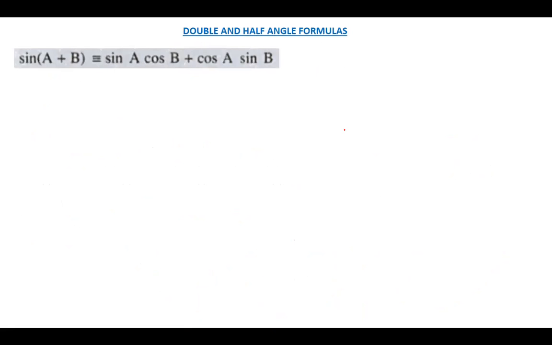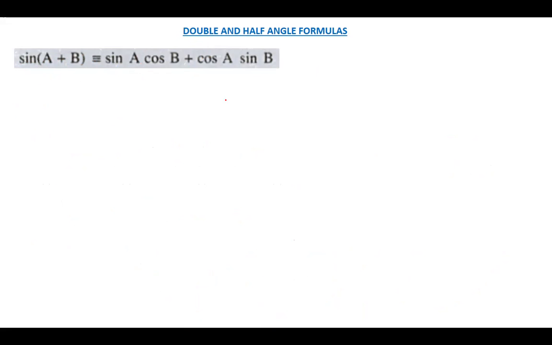So let's look at double angles. This is one of them. Miriam, this is one of the identities you wanted to see. So you have sine(A + B) is equal to sine A cos B plus cos A sine B.